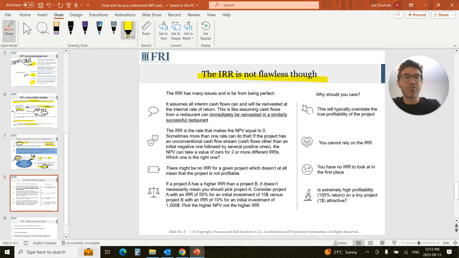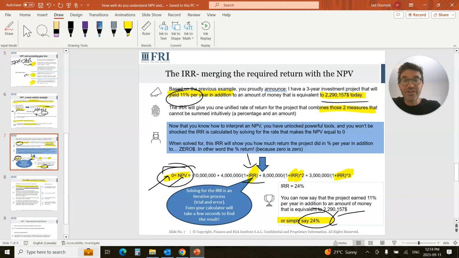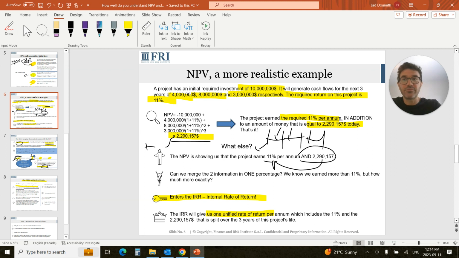Now, of course, as powerful as the IRR is, it is not flawless. It has many issues, many drawbacks. Be ready to understand those for your exam, but also in real life when you calculate the NPV and the IRR of a project. So first, the IRR assumes that all interim cash flows will be reinvested at the IRR itself. So let's go back to our project, right?